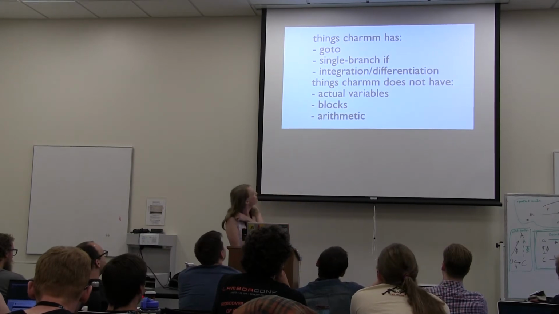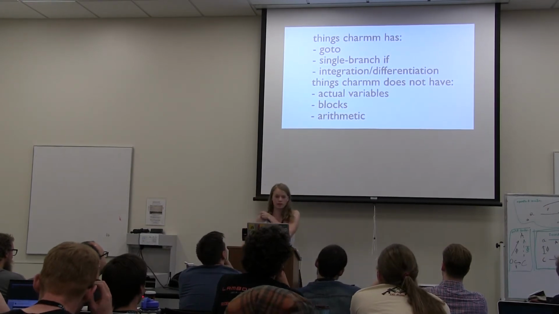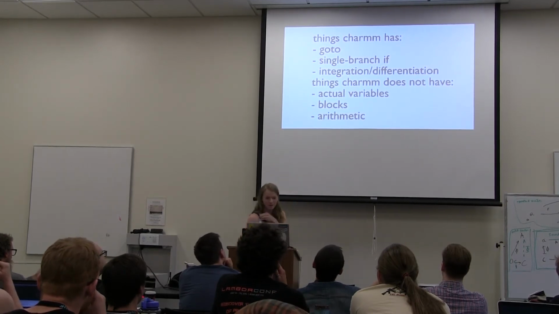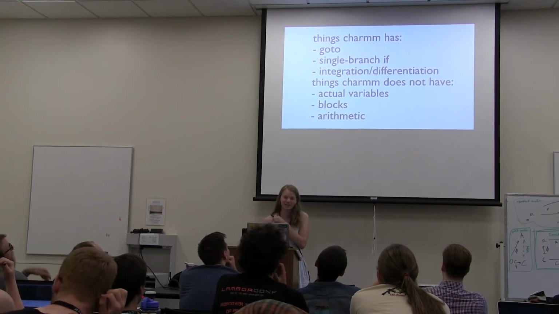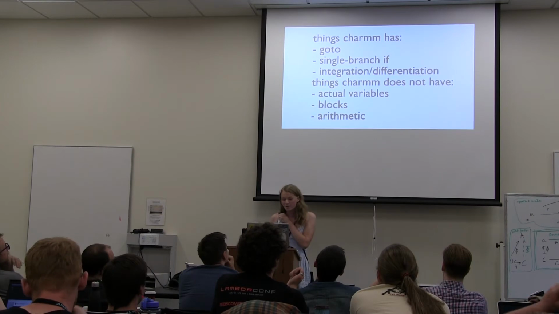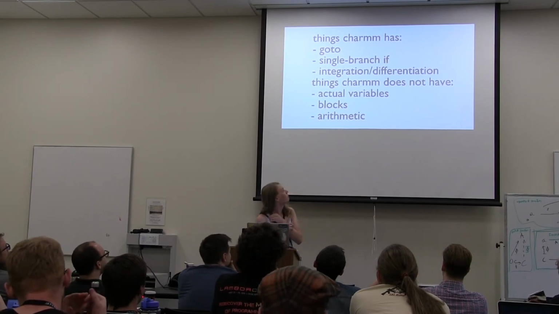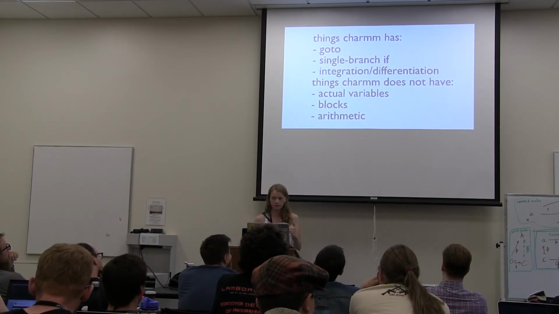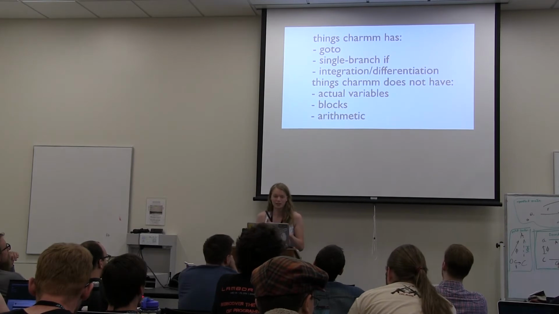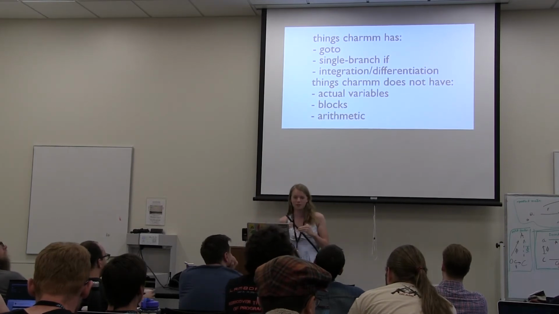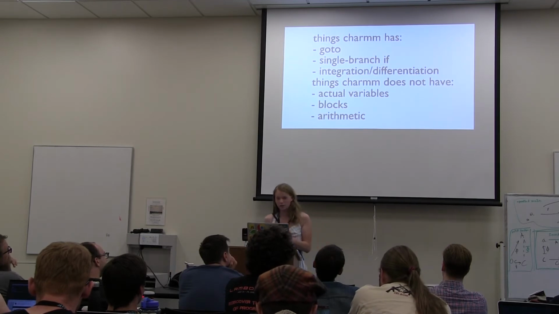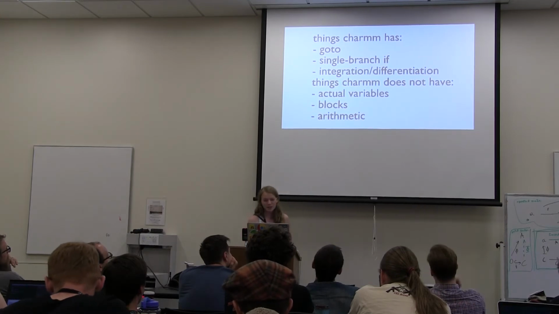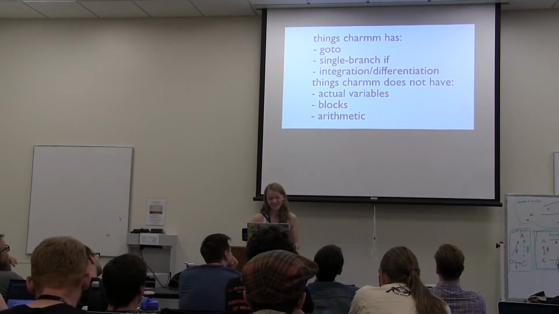So, things Charm has. It has control flow structures. This one's intentionally Turing complete. It has only goto and single branch if. So you have a conditional instruction and you have a jump instruction, but that's all you get. It has an actually interestingly easy way to express calculus operations like integration and differentiation on functions that are expressed in terms of molecule positions or atom positions. It does not have arithmetic. So you can do differentiation on a function, but you cannot subtract 2 integers.